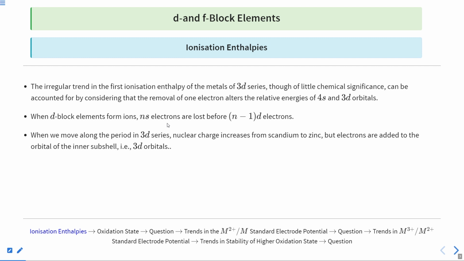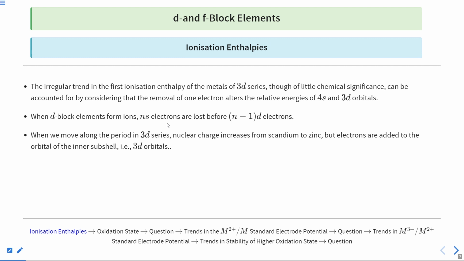When d-block elements form ions, ns electrons are lost before (n minus 1)d electrons. So this is a very important point. Although you feel the d electron is filled at last, whenever you remove an electron, the ns electrons are removed first. Okay, so you don't have to remove the electron which is on a higher energy. Instead, you will remove the electron which is on a lower energy, which is ns. Okay, ns orbital.